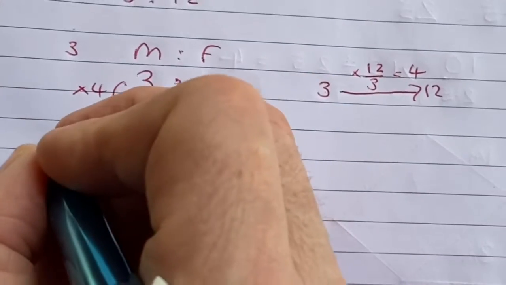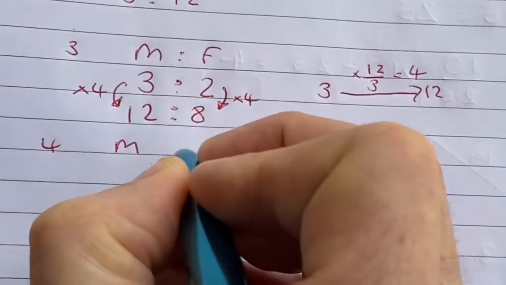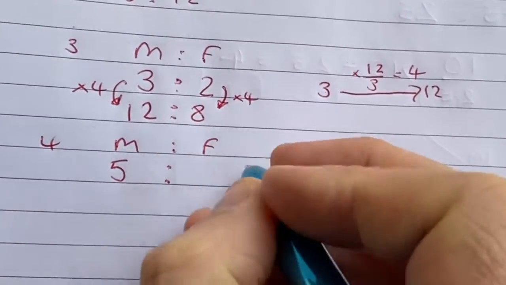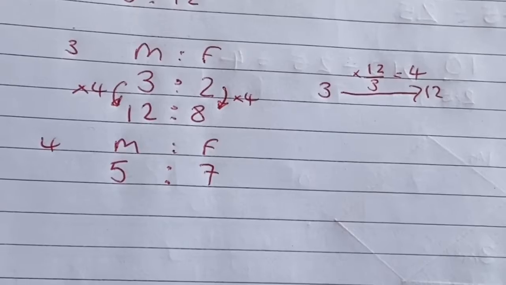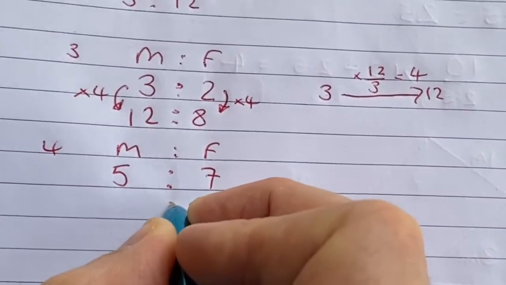Question 4 then, it says Deepa's group. There are 5 males to every 7 females. It says there are 28 females in there. How many males?